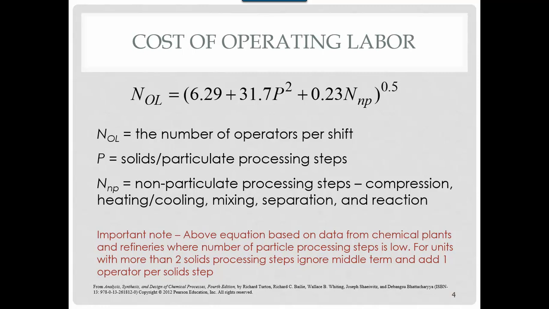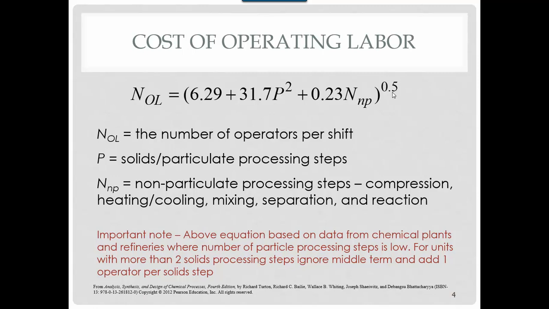Now, not going into how this was derived, it seems to work pretty well, and there's some logic to it. What you're going to do is you're going to have this equation. You have to figure out how many solids processing steps you're going to have because they require more manpower. And you're going to need to figure out how many non-particulate processing steps you're going to have. And this formula here calculates for you the number of operators that you're going to need per shift.